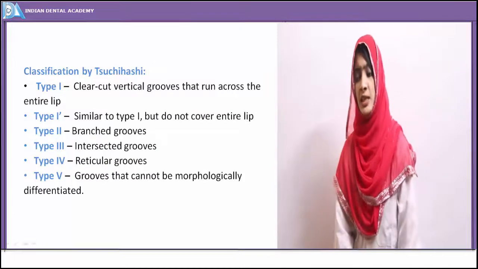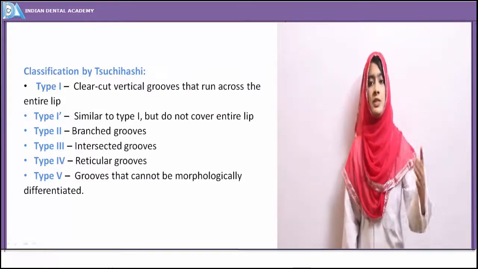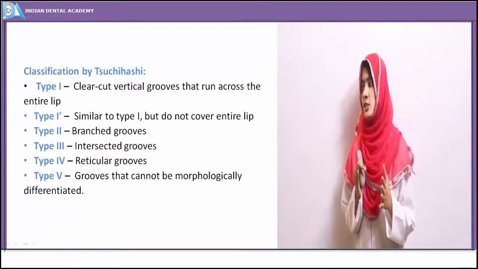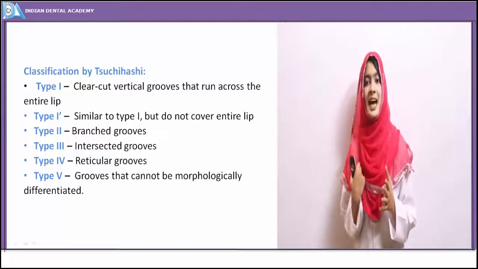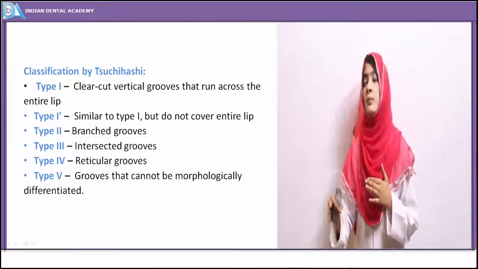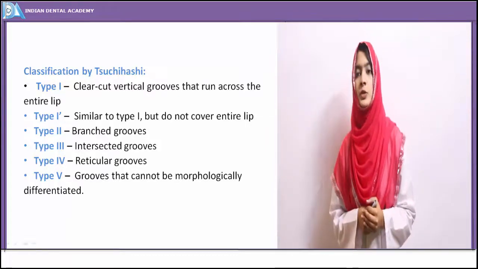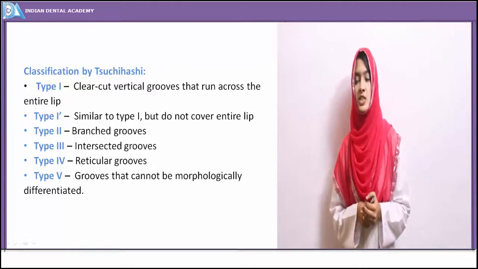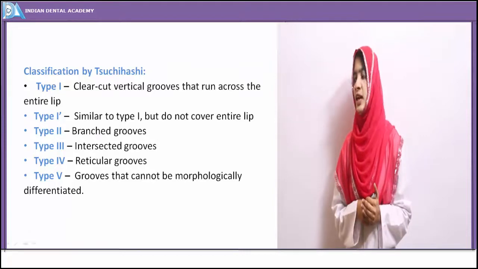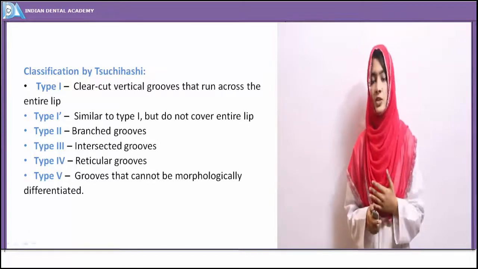Basically, he carried out the study of lip prints and divided them into the following types. Type 1 has clear-cut vertical grooves that run across the entire lip. Type 1 hash is a variant of type 1, but the grooves do not cover the entire lip. Type 2 includes the presence of branched grooves. Type 3 includes intersected grooves on the lip. Type 4 includes reticular grooves. Type 5 includes grooves that cannot be morphologically differentiated.